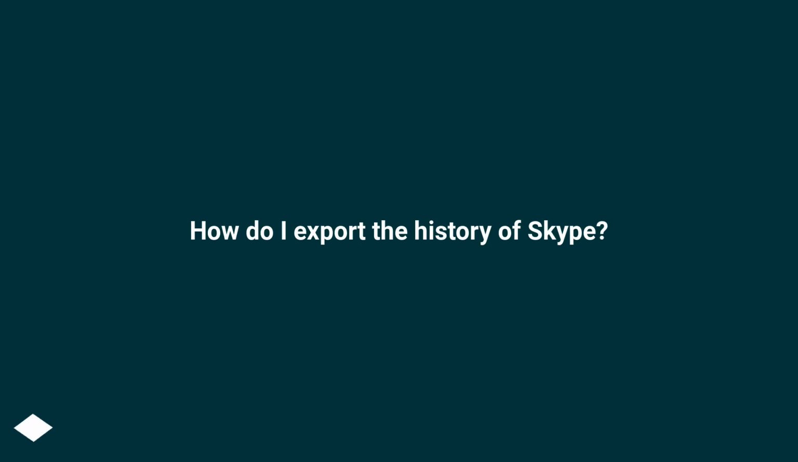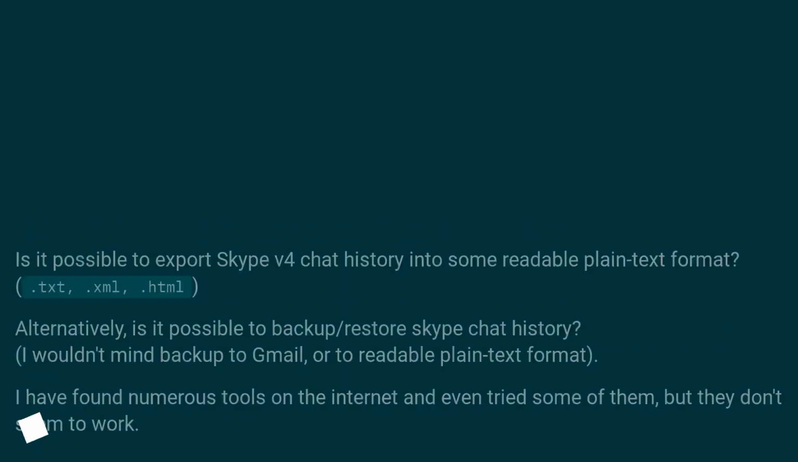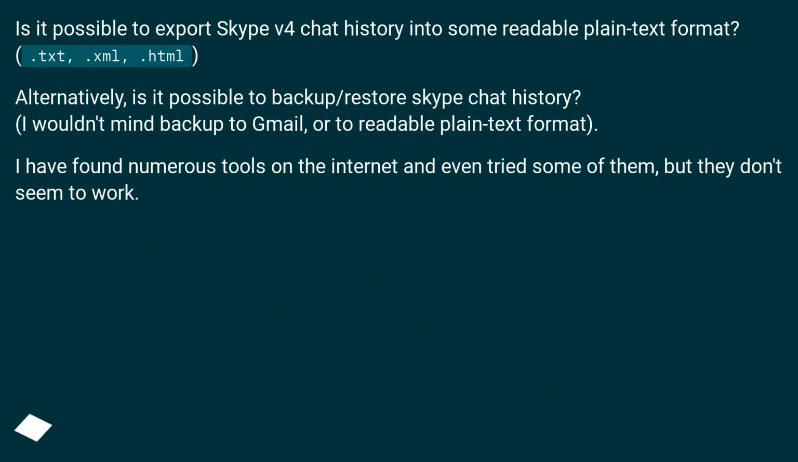How do I export the history of Skype? Is it possible to export Skype v4 chat history into some readable plain text format: .txt, .xml, .html? Alternatively, is it possible to backup/restore Skype chat history? I wouldn't mind backup to Gmail, or to readable plain text format. I have found numerous tools on the internet and even tried some of them, but they don't seem to work.